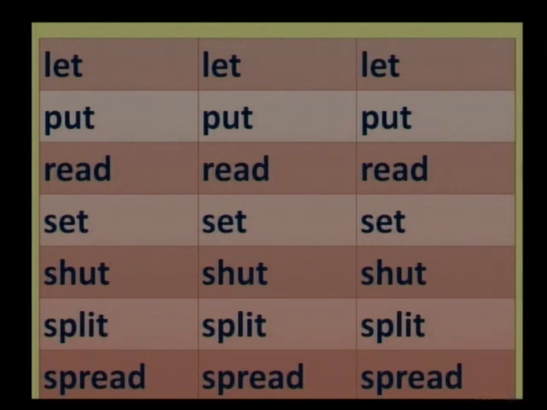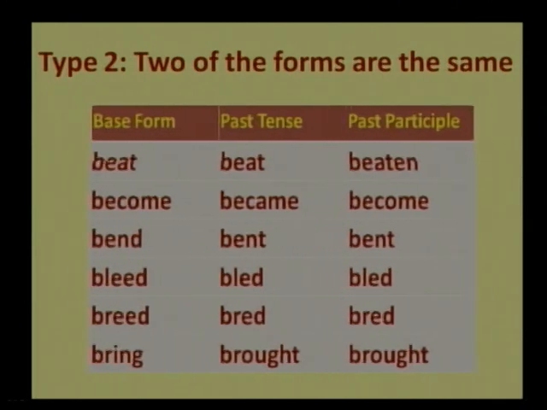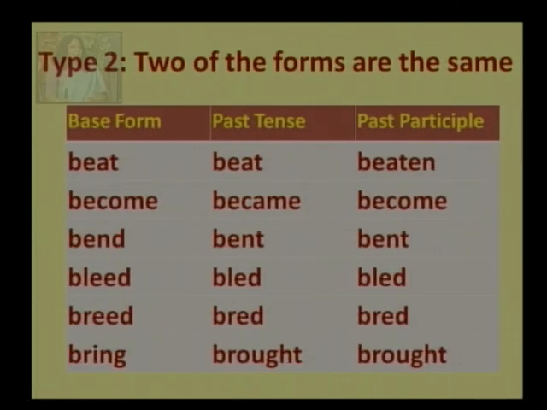Read, read, read. That is set, set, set. Now the two of the forms are the same. Here is a section where you'll have a list of examples showing you that two of the forms of the verbs are the same. That is the base form, become, became, become, bring, brought, brought. And that is the rhythm that you have to learn by heart so that you catch the rhythm as well as the difference you find when it is to be used practically when you yourself form sentences.